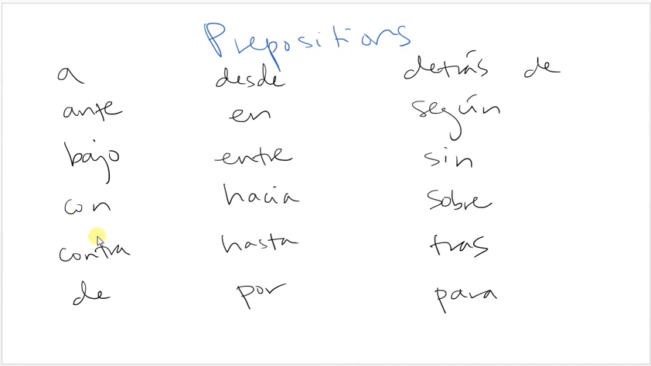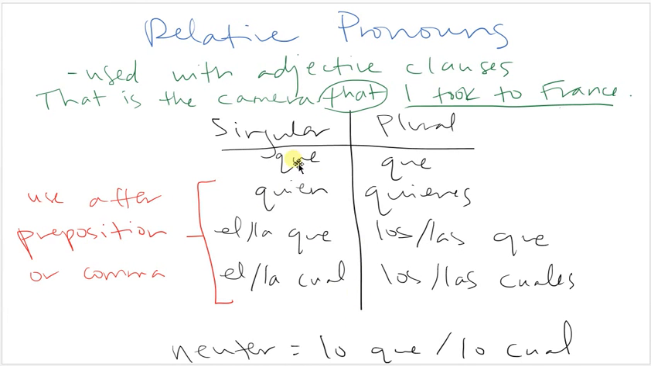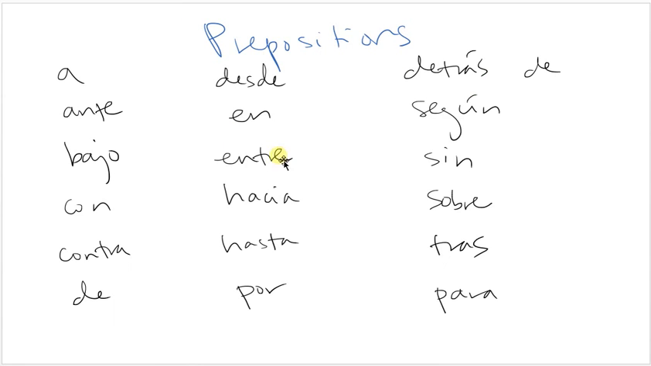Anytime you see one of these prepositions before a pronoun, it's going to be one of these pronouns. You cannot use que after a preposition. So you can't say desde que or en que or con que. You have to say con el cual or con el que. So just remember, after these prepositions, you're going to use those other pronouns.